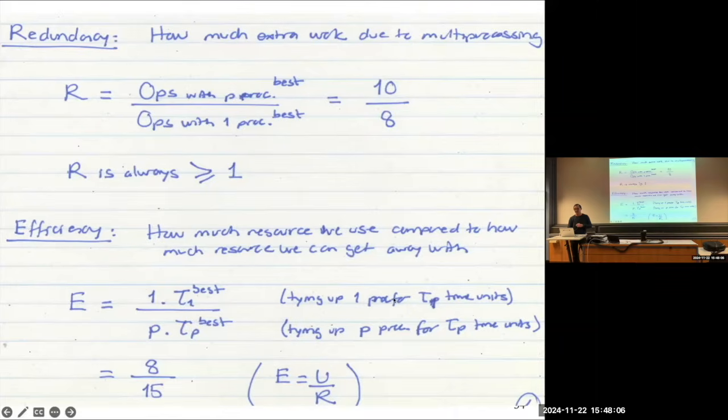Efficiency is basically how much resource you use compared to how much resource you can get away with. Essentially, we're tying up one processor for T1 time units. My terrible writing over here, I had to correct. And then you're tying up P processors for TP time units. You can really get away with tying up one processor for 8 time units, but we're really tying up 3 processors for 5 time units. So our efficiency is actually close to half, let's say. Not so great. Once you start looking at these metrics, they actually show that you're wasting a lot of resources in this particular problem, right? With all of these assumptions.